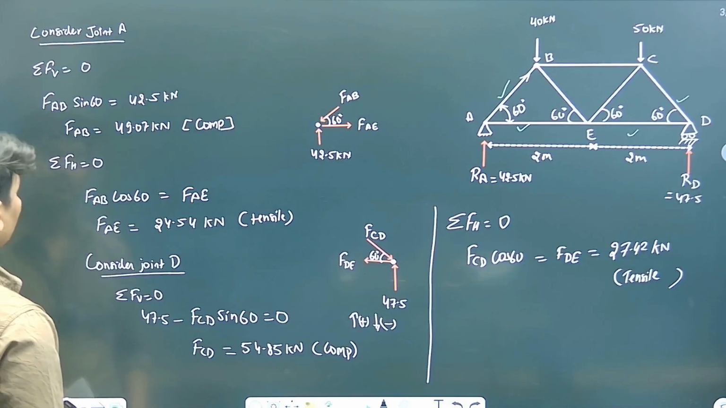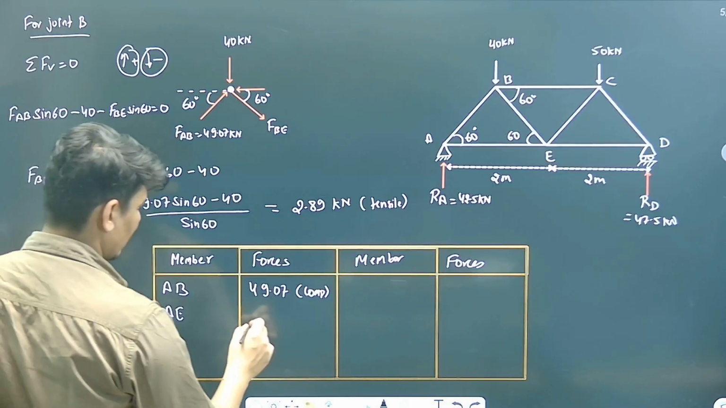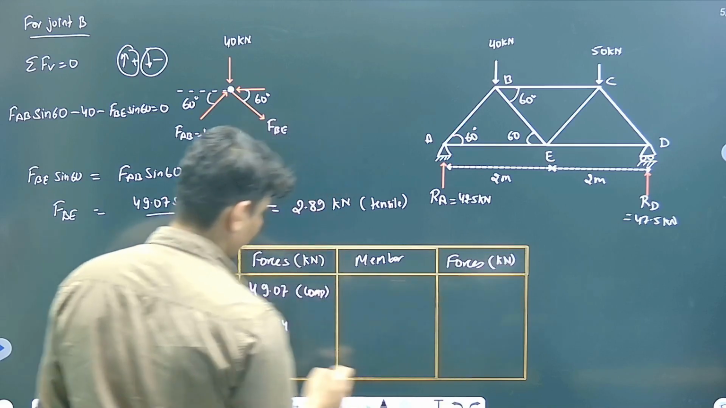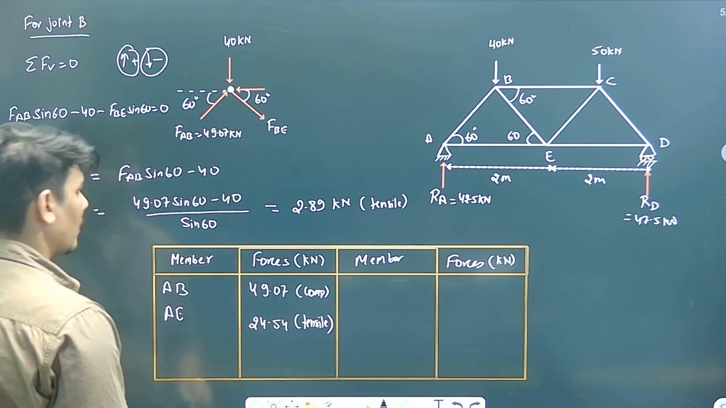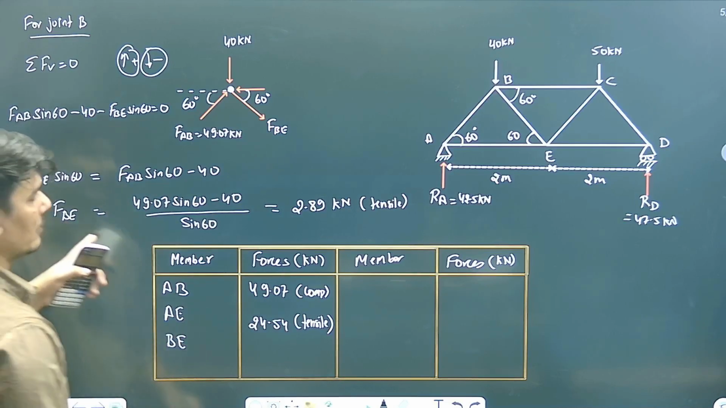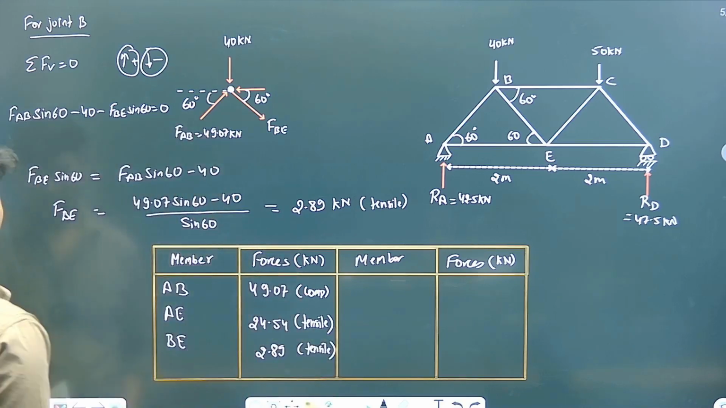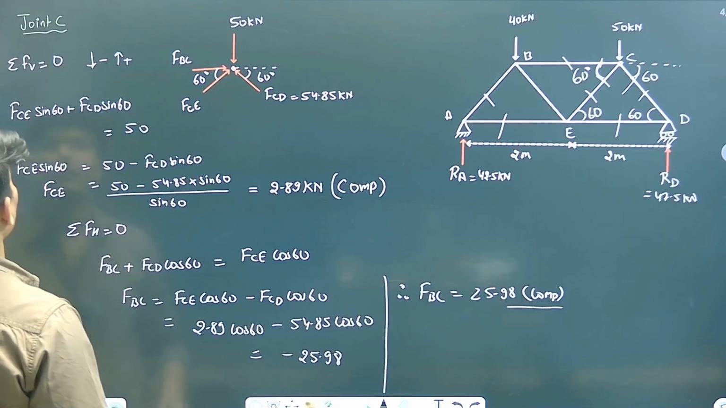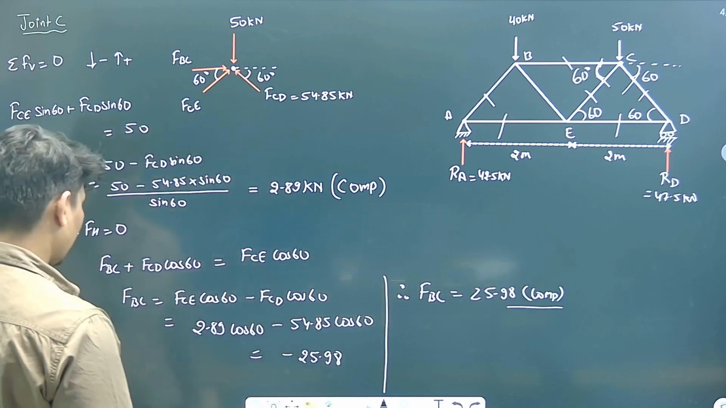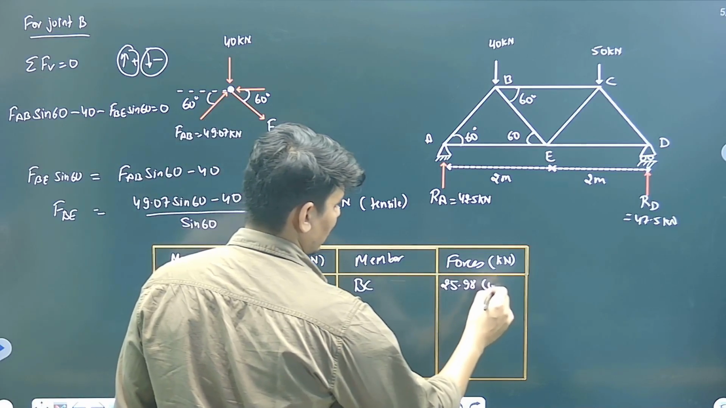Next member is AE. So in AE, this is AE, 24.54. Nature is tensile. Force is in kilonewton. And the nature is strength. Next member is BE. Where is BE? BE is this 2.89. Nature is tensile. Another member, remember BC. Where is BC? Here is BC. BC was 25.98 in kilonewton. Nature is compressive.